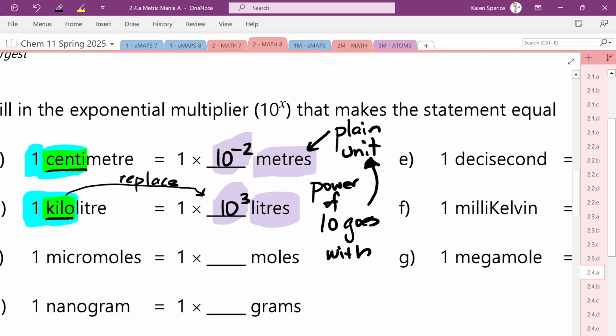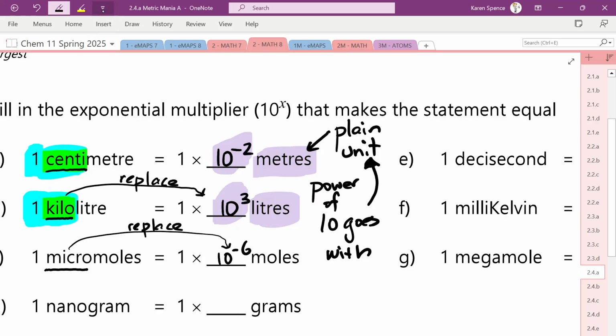Let's try it again. 1 micromole. We're going to replace micro with its power of 10. Micro means 10 to the negative 6. So 1 micromole is 10 to the negative 6 moles. Okay? Micro and 10 to the negative 6 mean the same thing.